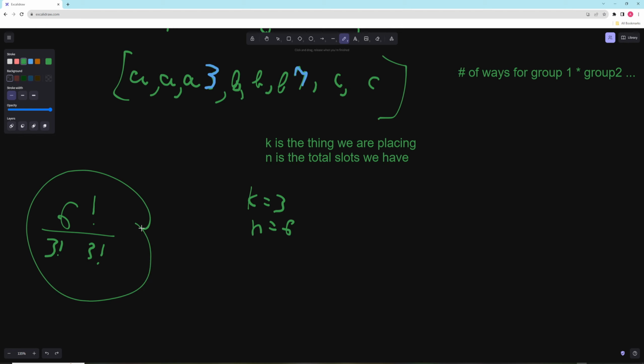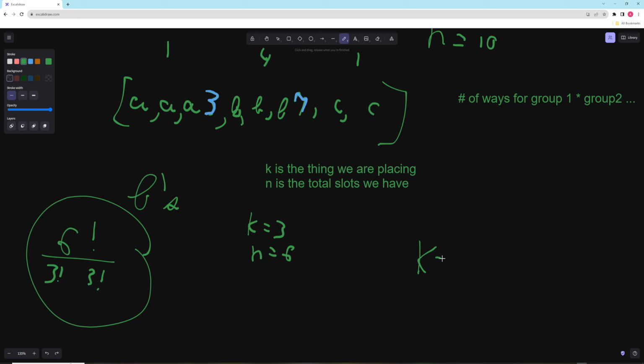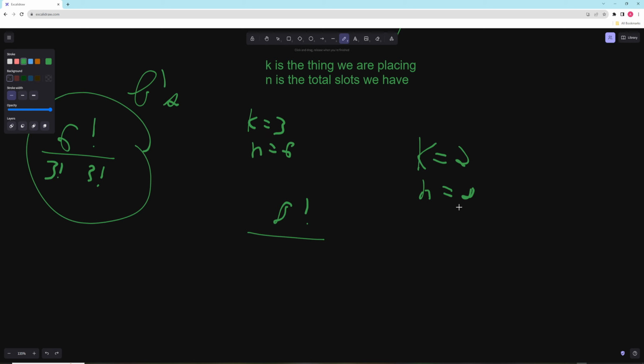So that will be how many ways we can place B's. Now we also have to place the C's. So for the C's, how many are we placing? We are placing 2. And n, how many total slots do we have now? We have 8. So n equals 8. And so to place the C's, that's going to be 8 factorial over n minus 2, so 6 factorial, and then 2 factorial.